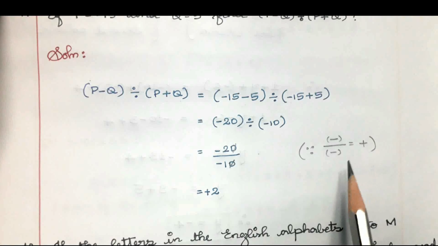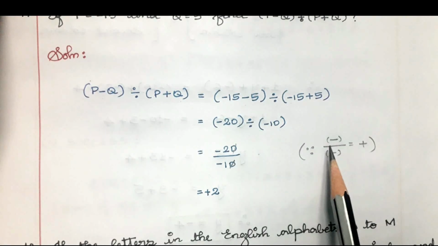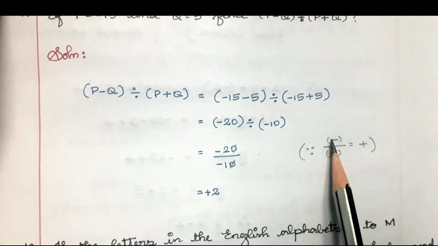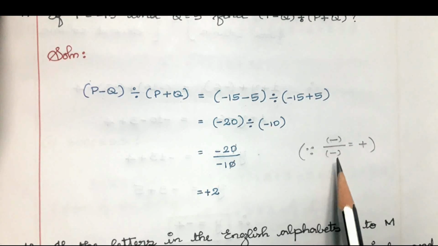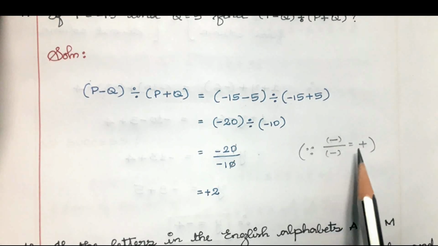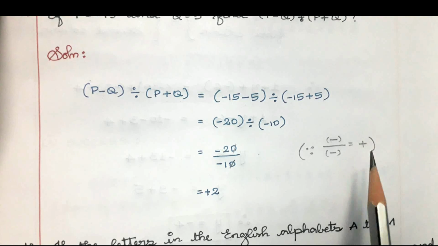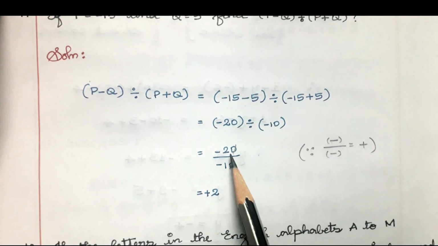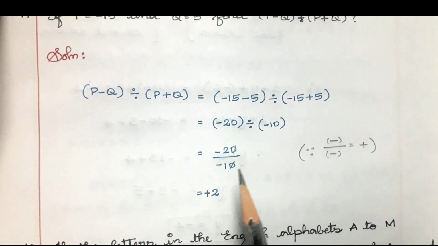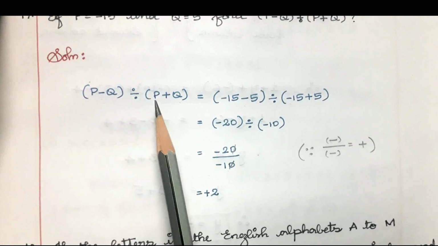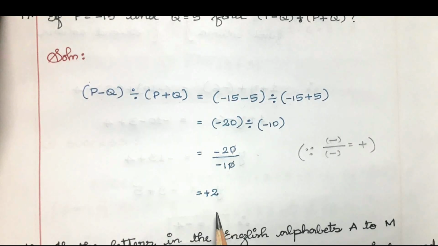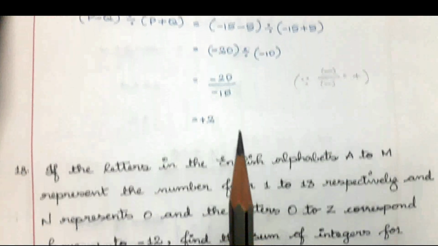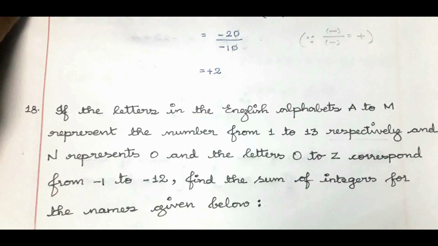And in the previous exercise we have learned that in division of integers, if both the numerator as well as the denominator have the same sign, then the answer should be a plus. So minus divided by minus becomes plus. Okay, 20 divided by 10, 0 0 cancel, 2 is the answer. Therefore the answer for the expression p minus q divided by p plus q is equal to plus 2. Clear? Now we'll move on to the 18th question.